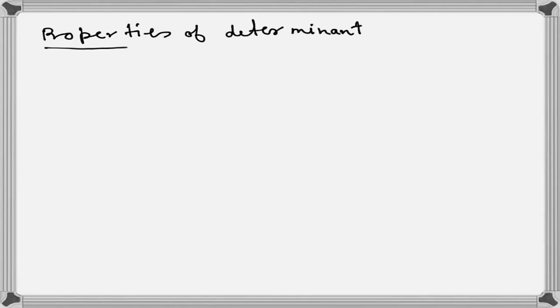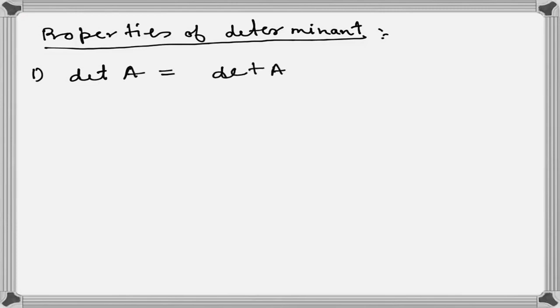All right, so let's see some properties of determinant. I'll list out some important properties of determinant which will be useful while solving the problems related with determinant. So the first one is the determinant of A is equal to the determinant of A transpose.